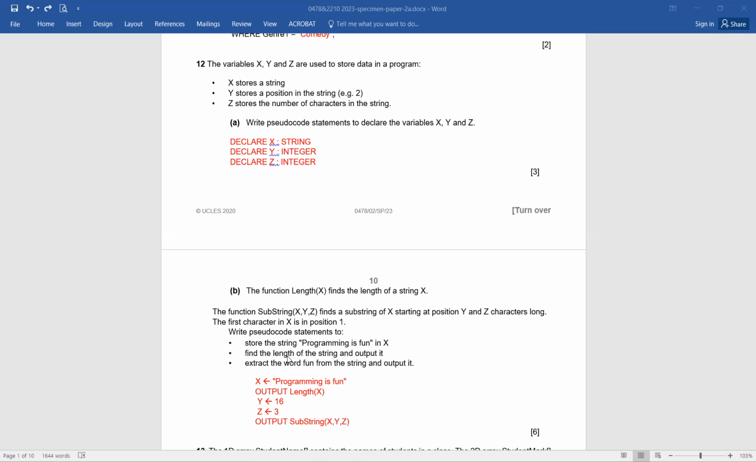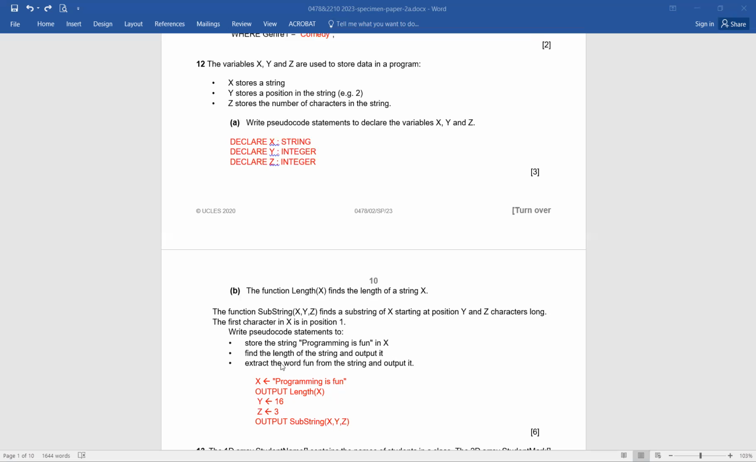Second stage is find the length of the string and output it. How many characters are there in this string value? If you simply wrote OUTPUT LENGTH(X), that's perfectly okay, and that will definitely give you the answer correctly. Or if you have stored it in a variable and then output it, that is also correct. Both options are correct.